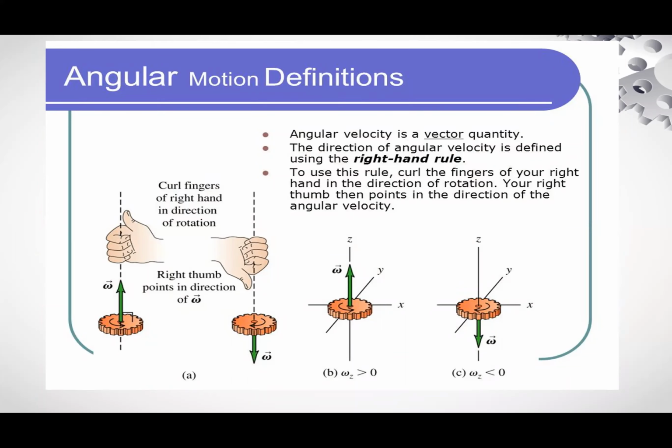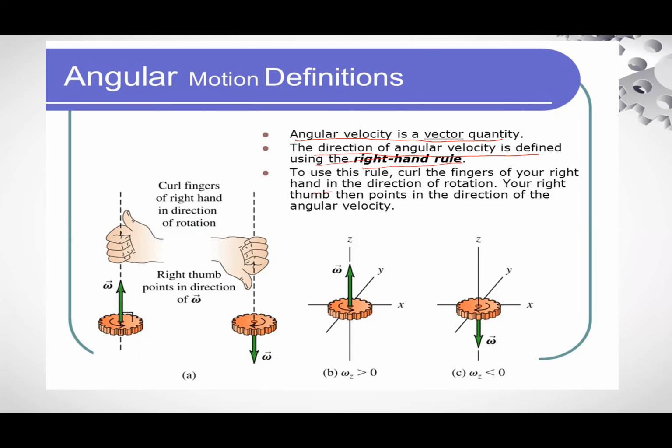Now, angular motion and definitions. We can find the direction of angular displacement and angular velocity by using different rules. For angular displacement and angular velocity, we use the right-hand rule. Angular velocity is a vector quantity. The direction of angular velocity can be found by using the right-hand rule.